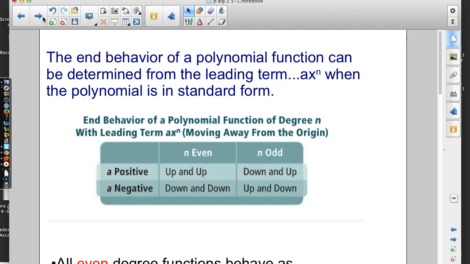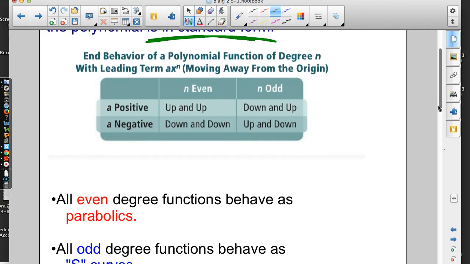The end behavior of a polynomial function can be determined from its leading term, a times x to the n, when the polynomial is in standard form. That's why it's so important that we get these in standard form, because then that first term tells us the overall shape of the graph. So end behavior of a polynomial function of degree n with the leading term of a times x to the n, moving away from the origin. Now this is a really nice chart. However, we need the visual because we want to know what the graph is going to do.